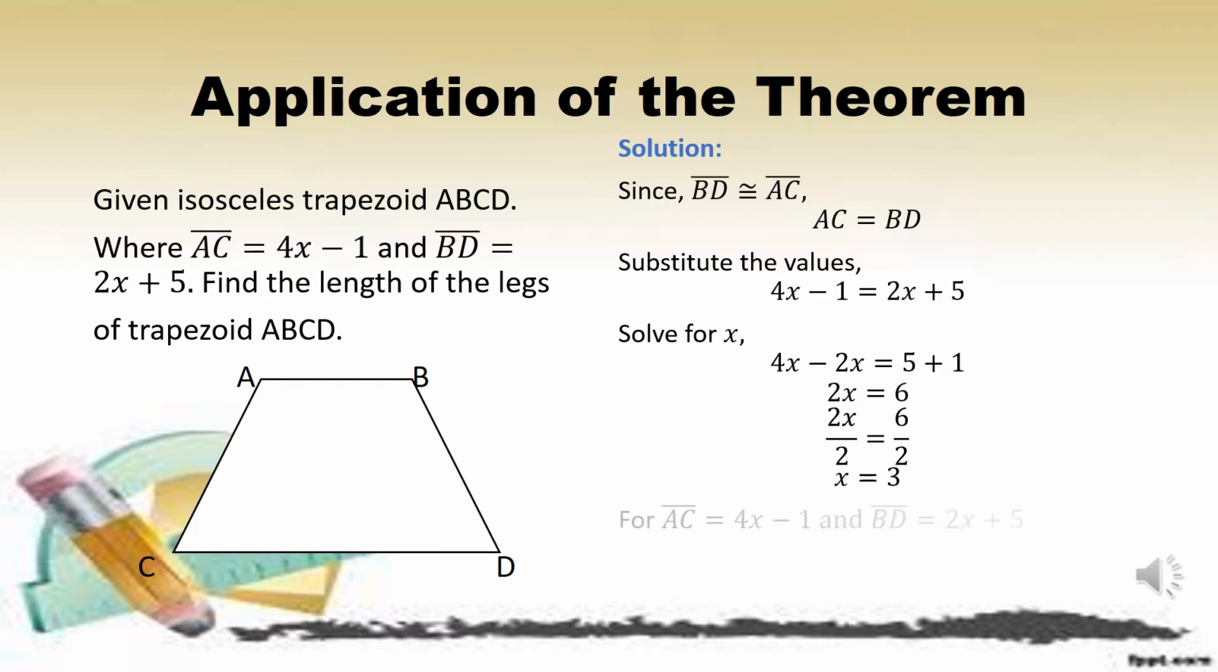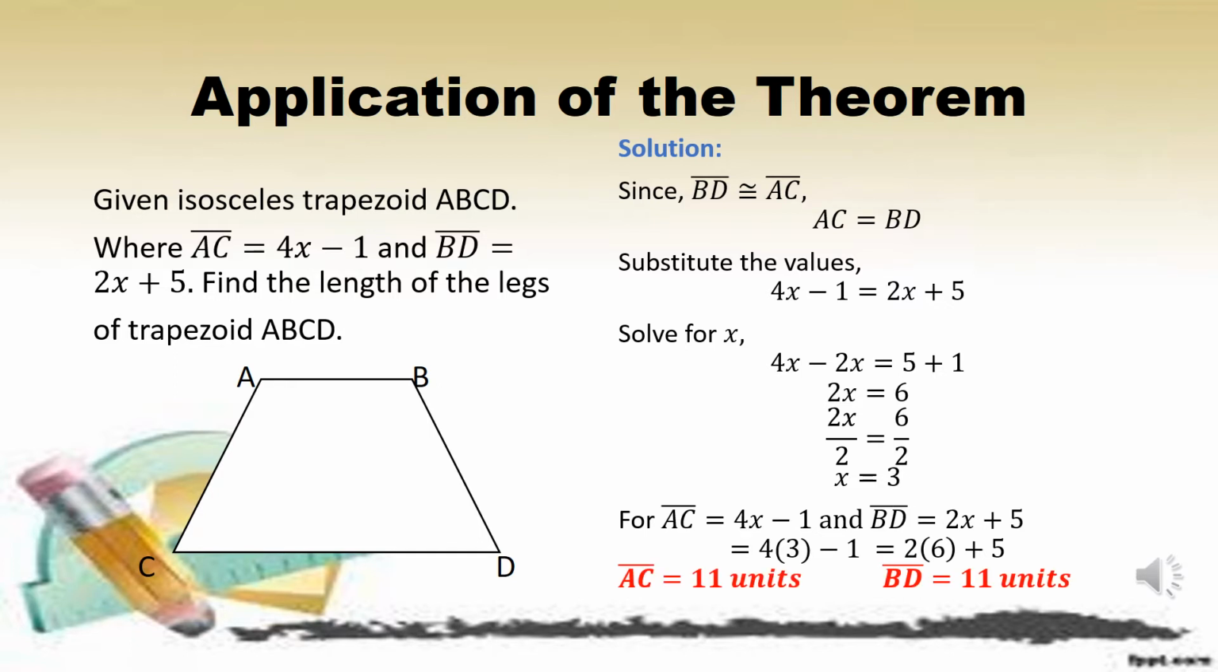For segment AC, we have 4x minus 1. Therefore, 4 times 3 minus 1, and that is segment AC is equal to 11 units. And for segment BD, we have 2x plus 5. So substituting the values, we now have 2 times 3 plus 5, that gives us 11 units. Therefore, the lengths of the legs of trapezoid ABCD are 11 units.